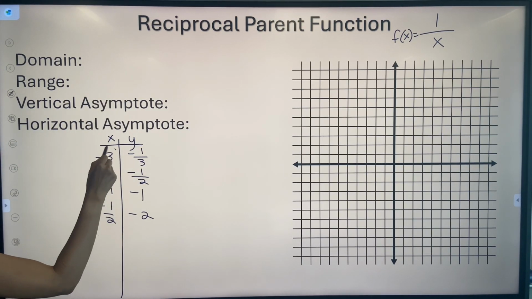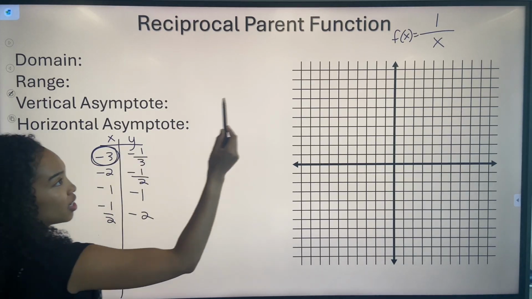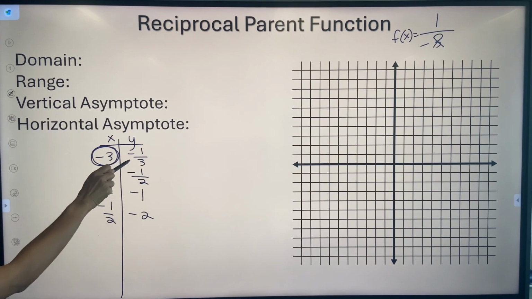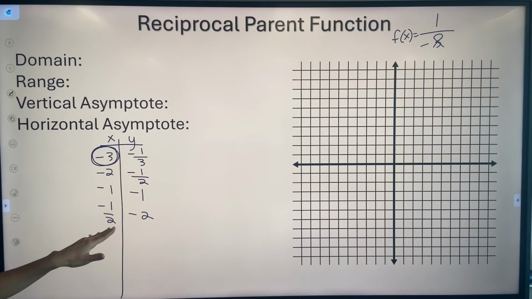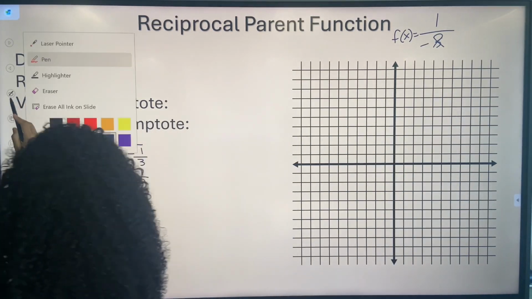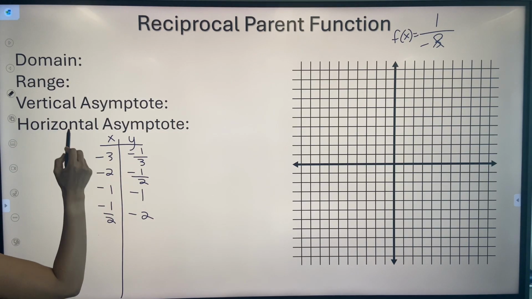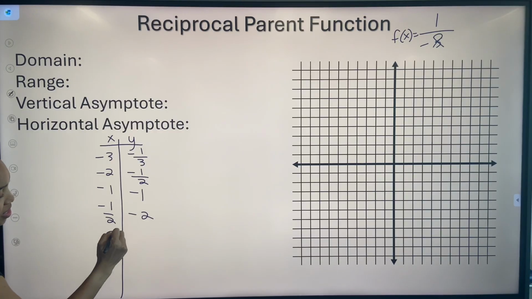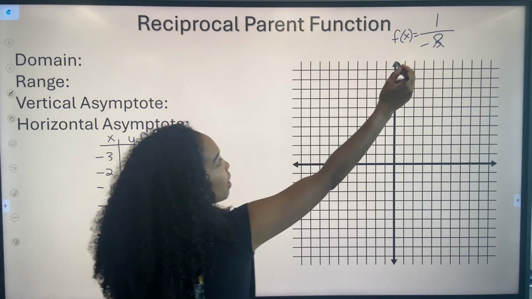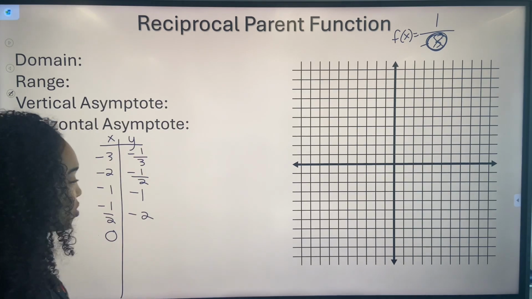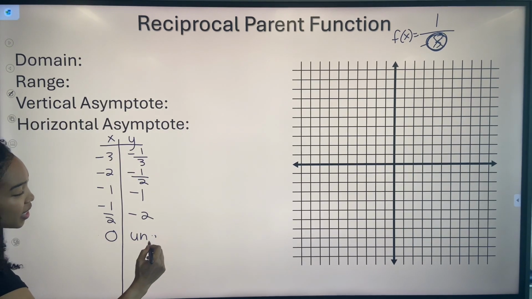Also look, if you have an x value of -3 and you plug it in right here, you get -1/3, which is what we have. So this is the reciprocal parent function. So those are negative values. Let's put some positive values in our table. If you plug in 0, you'll have 0 in the denominator, and that is not allowed. So 0 is undefined.